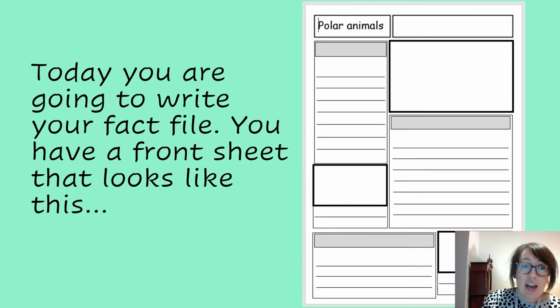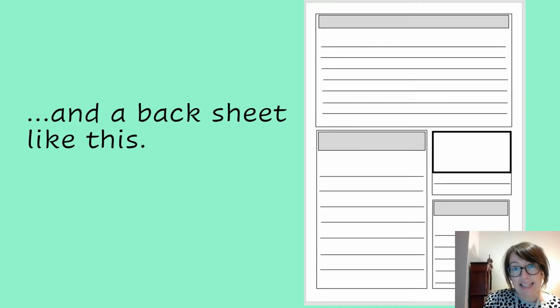So today you are going to write your fact file. It's what we've been working towards all week. You now know how to do your lists, your labels, your captions, and we're going to put them all together in the fact file sheet I've sent to your grown-ups on Evidence Me. You'll have 2 sheets. This is the front sheet or the first sheet, and this is your second sheet or the back sheet. Okay, so there's 2 sheets for you to fill in total today.